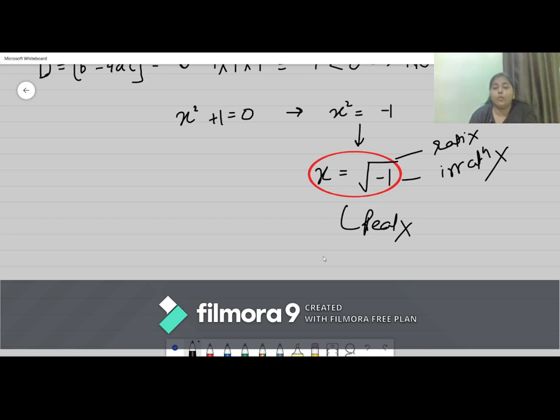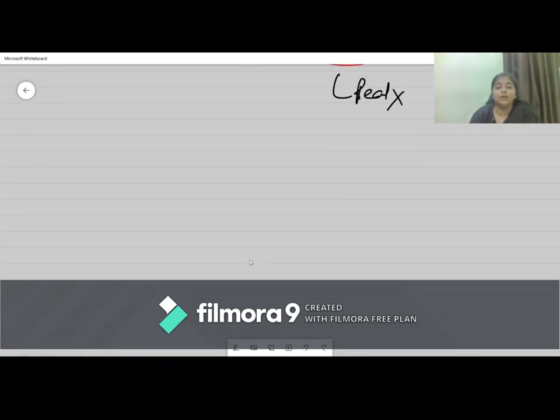So what happened? There came a mathematician named Euler. Euler for the first time defined this particular value, under root minus 1, as iota.